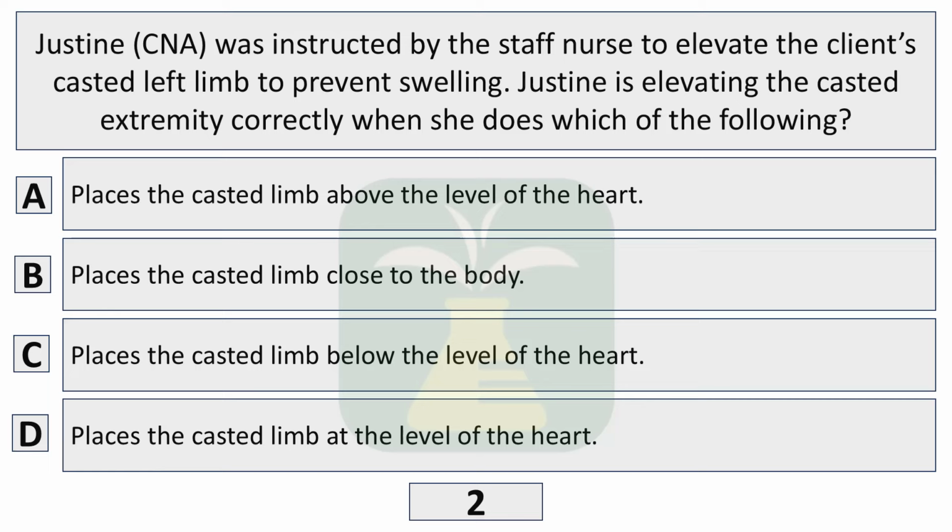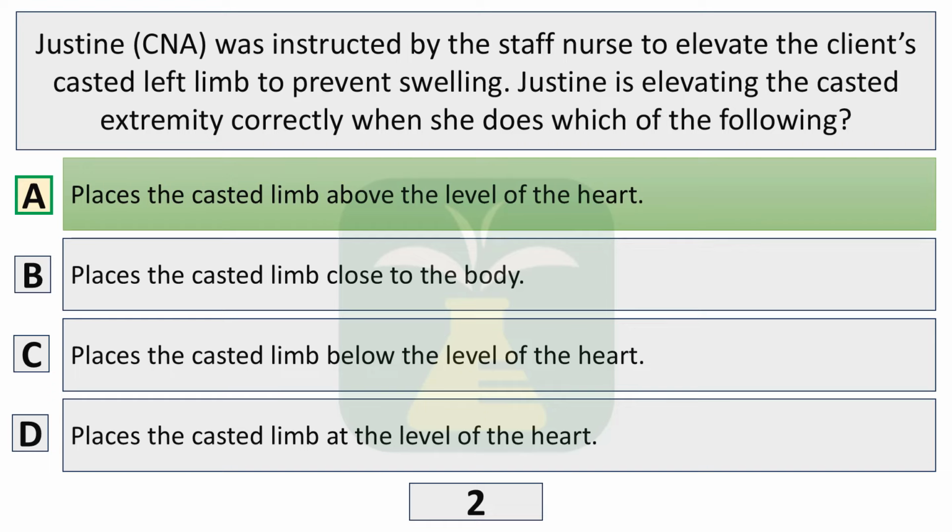Justine, CNA, was instructed by the staff nurse to elevate the client's casted left limb to prevent swelling. Justine is elevating the casted extremity correctly when she does which of the following? A. Places the casted limb above the level of the heart. B. Places the casted limb close to the body. C. Places the casted limb below the level of the heart. D. Places the casted limb at the level of the heart. Correct answer, A. Places the casted limb above the level of the heart.